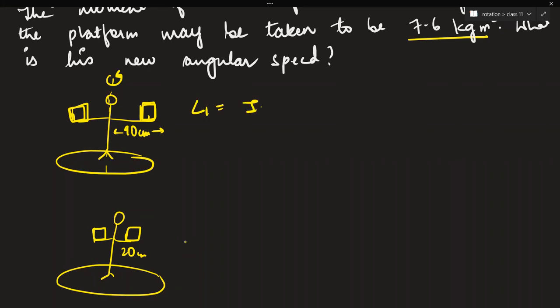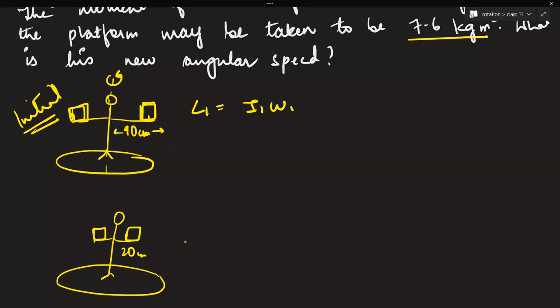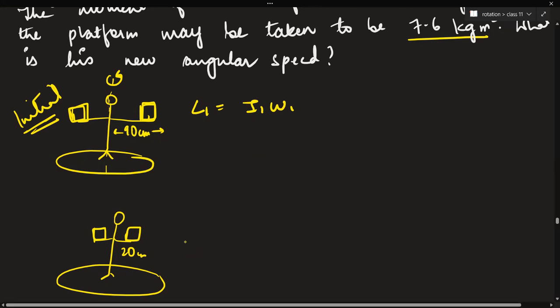angular momentum will be I1 omega 1. This is all about the initial case. I'll give you time to note it down. Just understand this. So L1 is equal to I1 omega 1, right? Now see, I1 includes what? I1 includes the moment of inertia of the platform plus the moment of inertia of the man, correct? The moment of inertia of this entire system that is present.